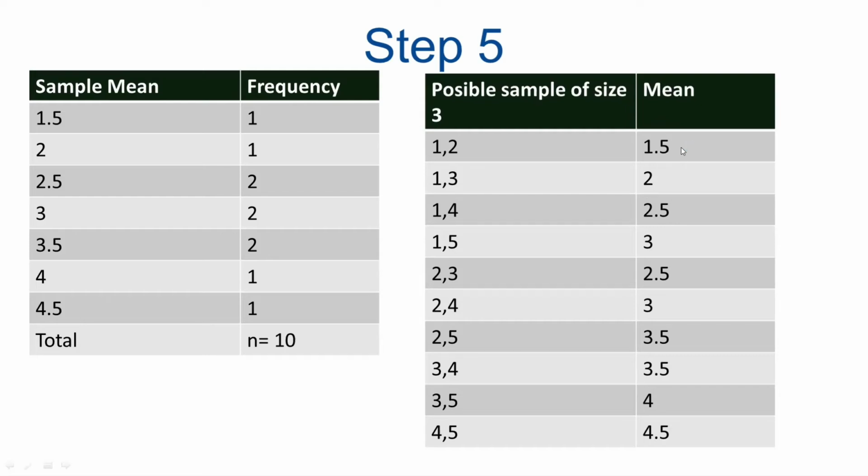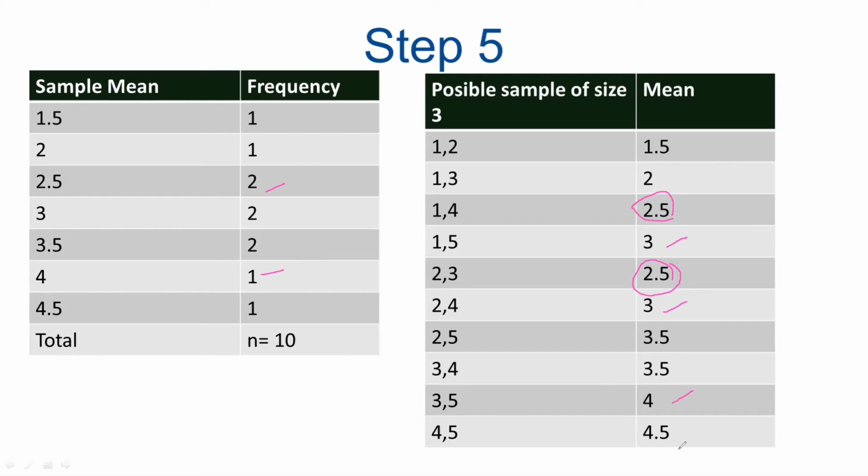So, ilan ba yung value ng 1.5 dito? Isa lang. So, that's why the frequency is 1. Ilan yung 2? So, isa lang din. 2.5 natin ay, ilan ang 2.5 natin? So, we have 1 and 2. So, that's why the frequency is 2. Yung 3 natin ay dalawa din. That's why the frequency is 2 also. 3.5 also. Yung 4 natin ay isa lang. So, that's why 1 siya. And yung 4.5 natin ay isa lang.